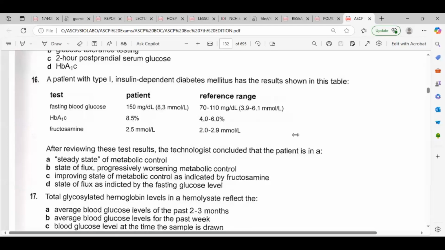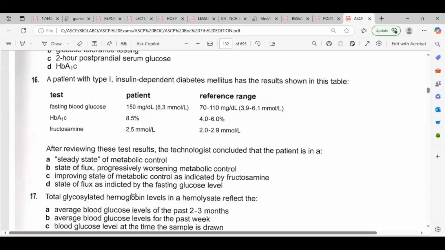Sorry, sir, please. So the answer is A? Steady state of metabolic control? No, it is not A, it is C. How? It is not steady state. It's not steady state of metabolic control, because some results here are still abnormal. Yes, but the state is an improving state.